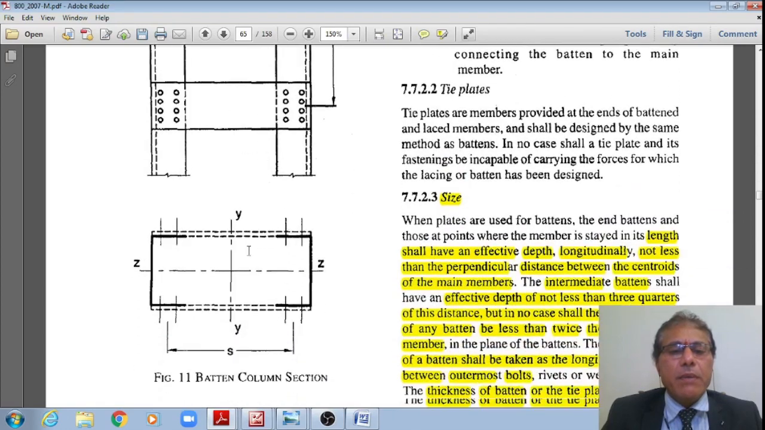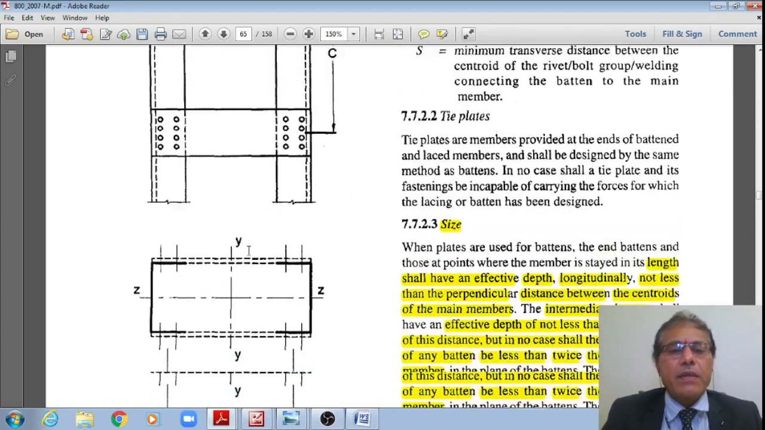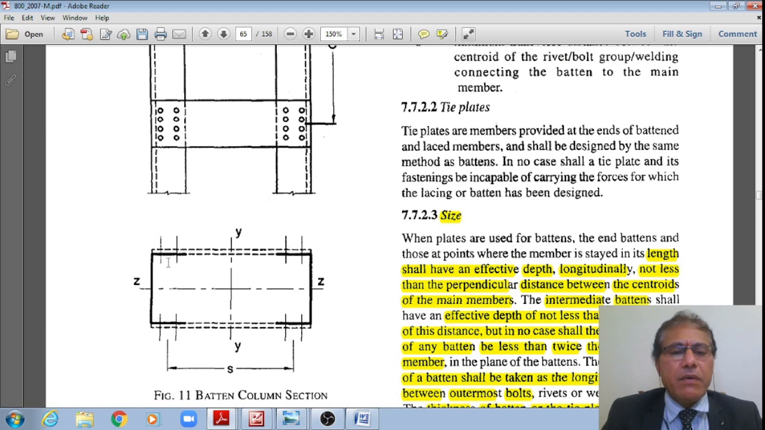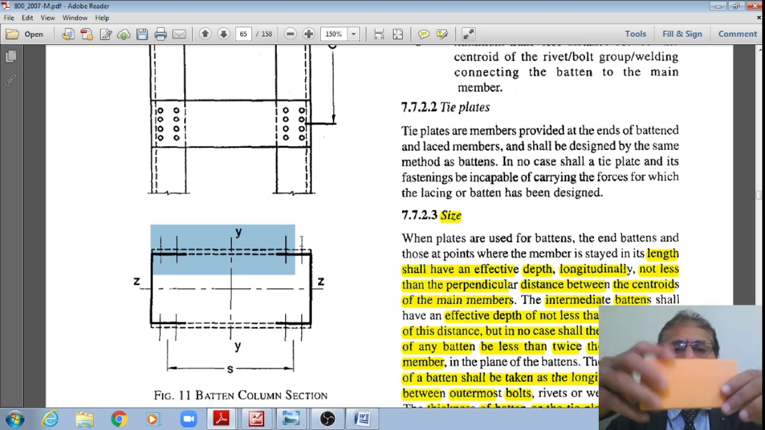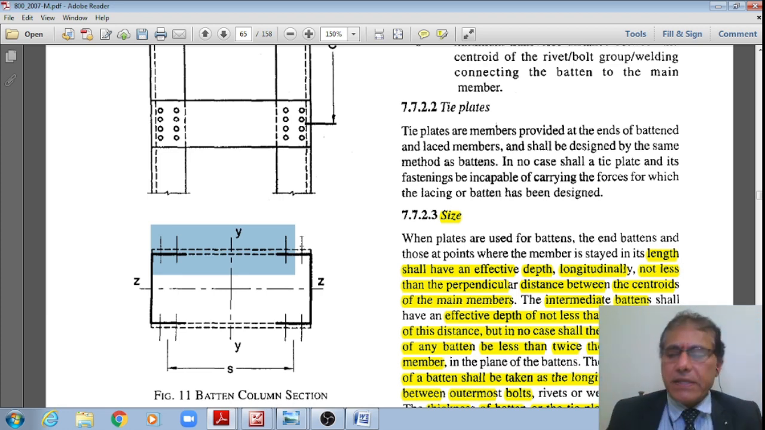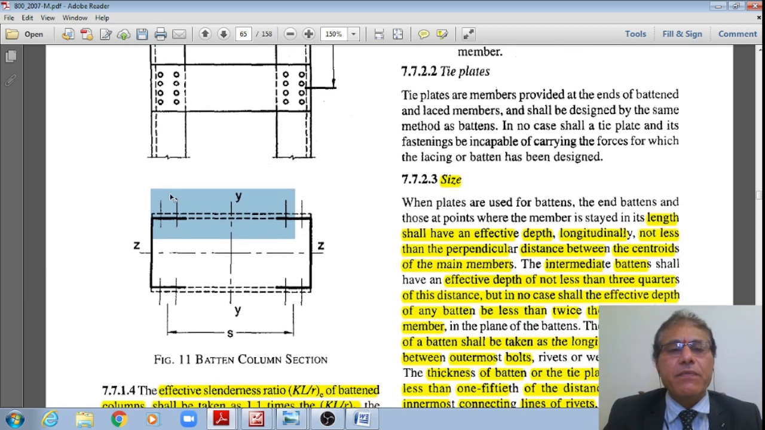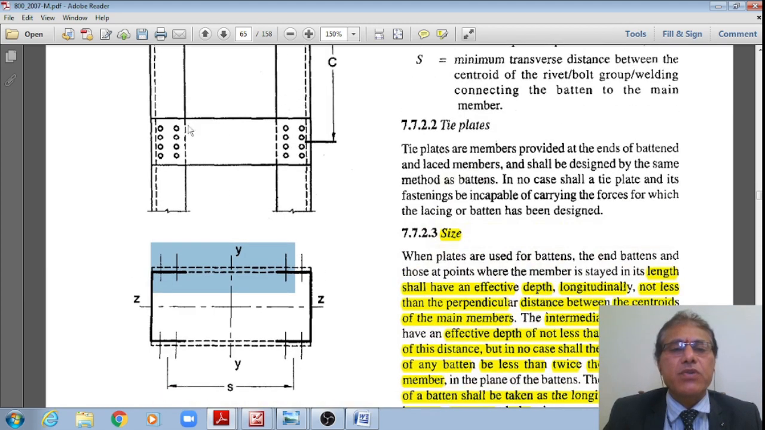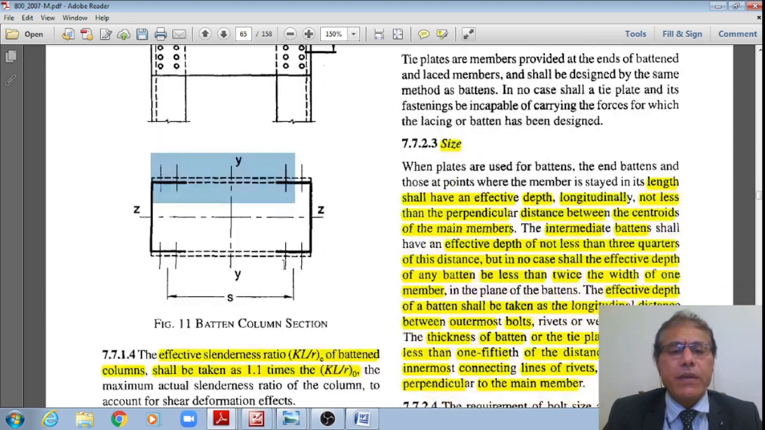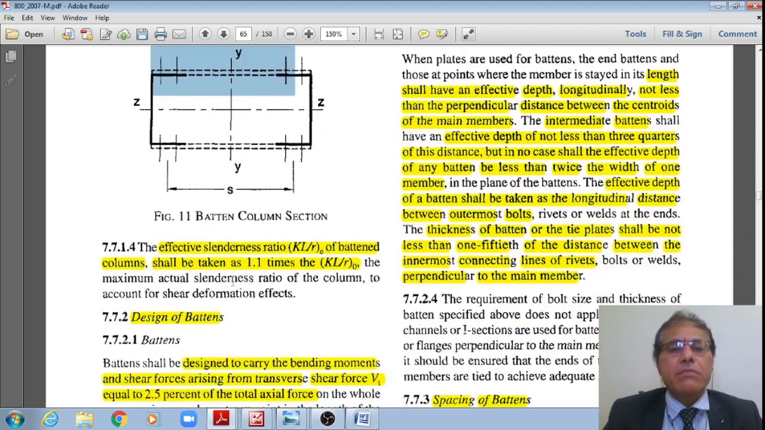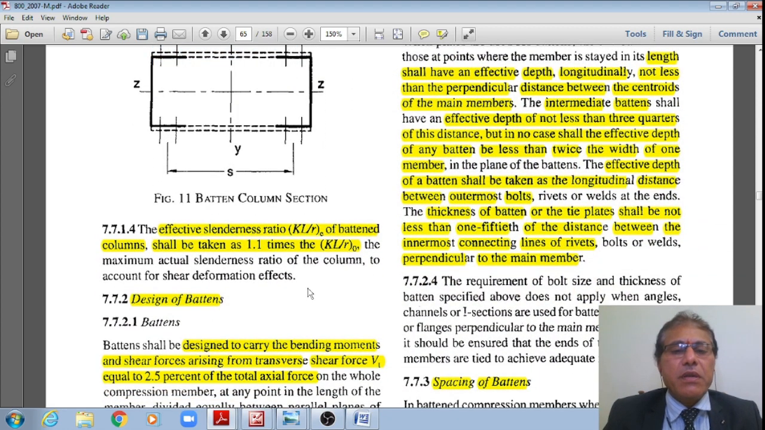Now, this battening system is shown, and the same is also shown in plan, which are two channels facing each other, and this dotted line indicates a battening plate. If this line itself is a thick line, student, then that is presumed to be a regular plate. If it is dotted, it indicates that this is a battening plate which is connected by means of two rows of bolts which are shown in elevation, right? Now this is a battened column section.